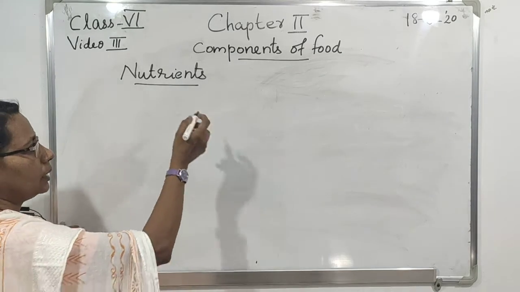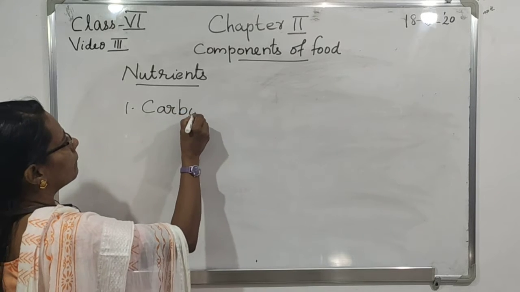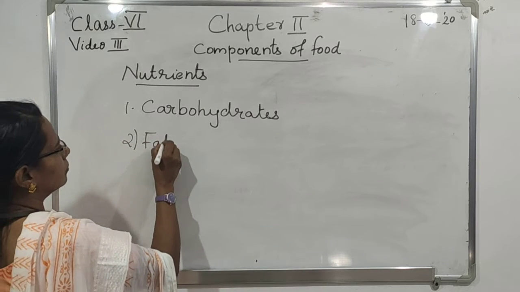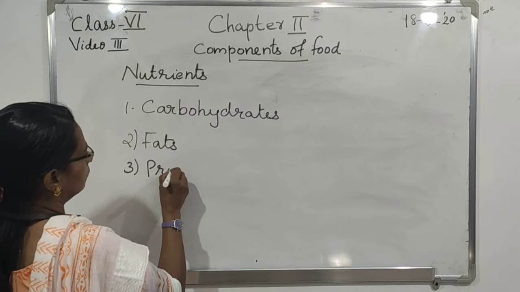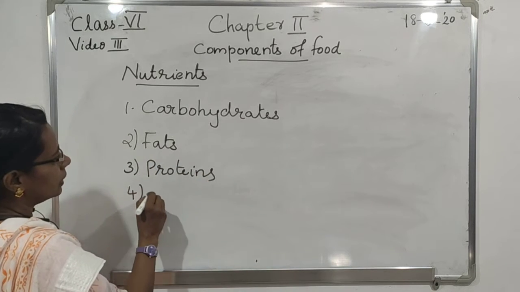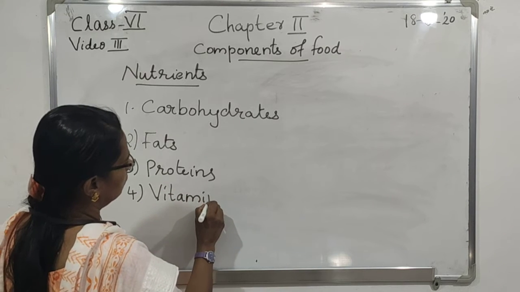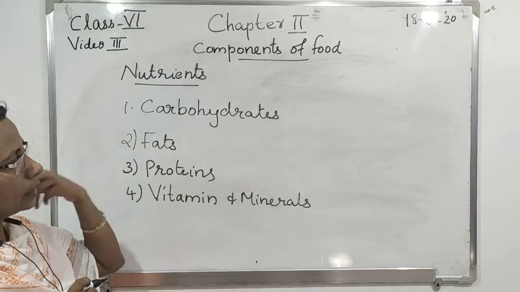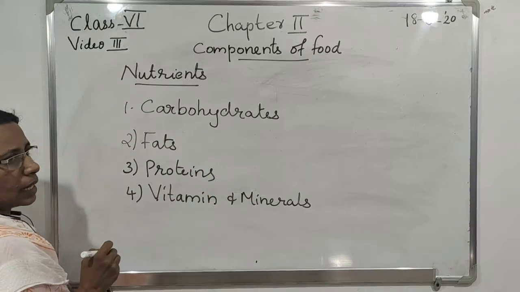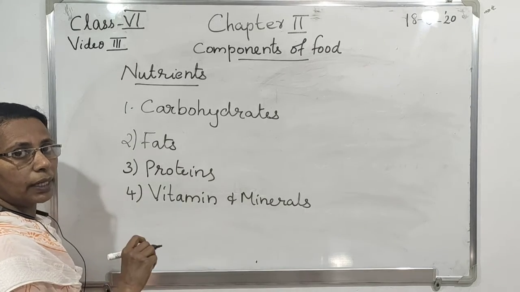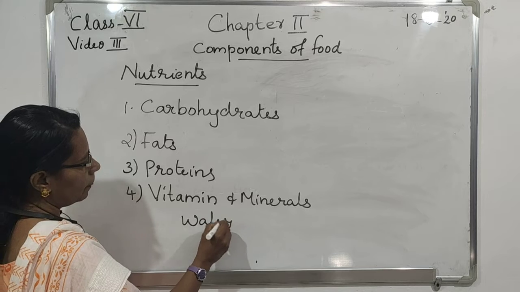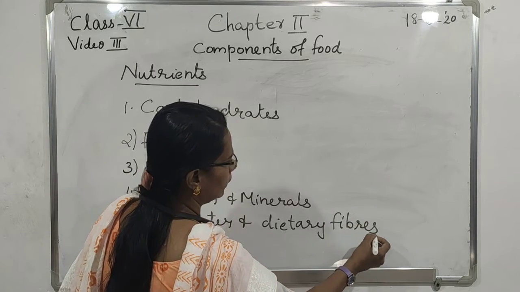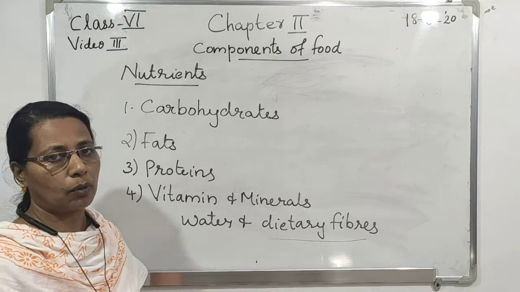Mainly the nutrients in our food are carbohydrates, fats, proteins, vitamins and minerals. These are the nutrients present in the food. Besides these nutrients, our body also needs water and dietary fibers. Water and dietary fibers are also needed by our body.